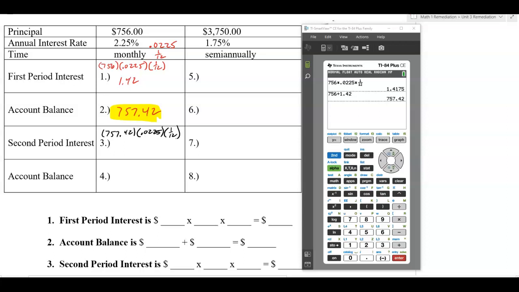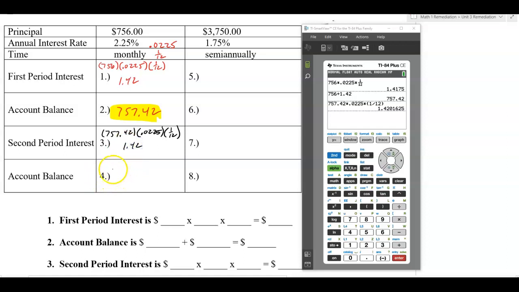Now, hypothetically, say my calculator doesn't have a fraction bar. I can enter it one of two ways. I can go 757.42 times 0.0225 times, and in parentheses do 1 divided by 12. When I hit enter, it gives me $1.42. So that'd be another $1.42.